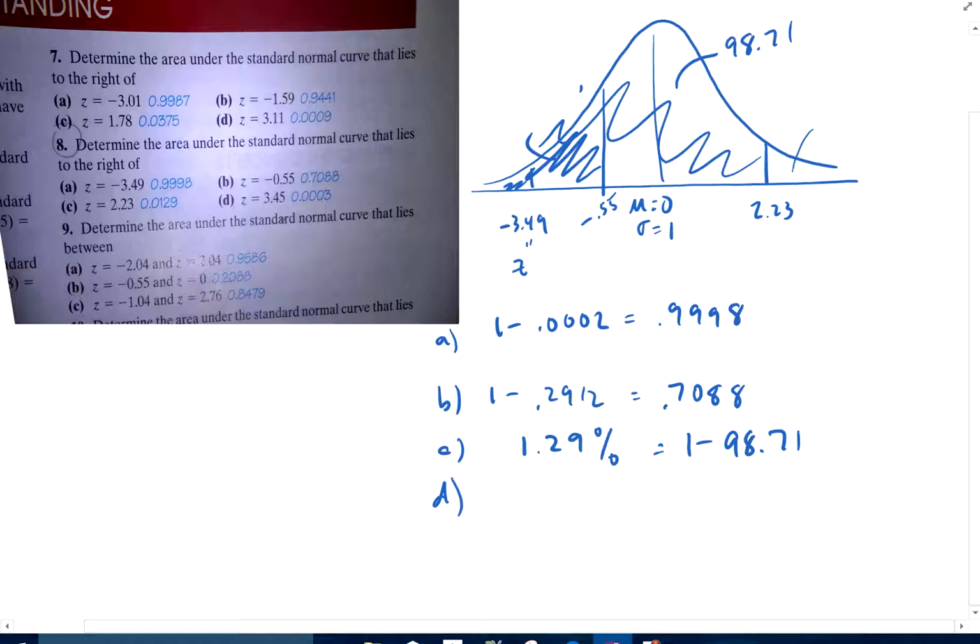And D is 3.45, which we want this area over here. And 3.45 on my table is 0.9997 to the left. So it'd be 1 minus 0.9997, which is 0.0003, which is 0.03%. So something that's normal, that's 3.45 standard deviations above the mean, has a very small chance of happening.